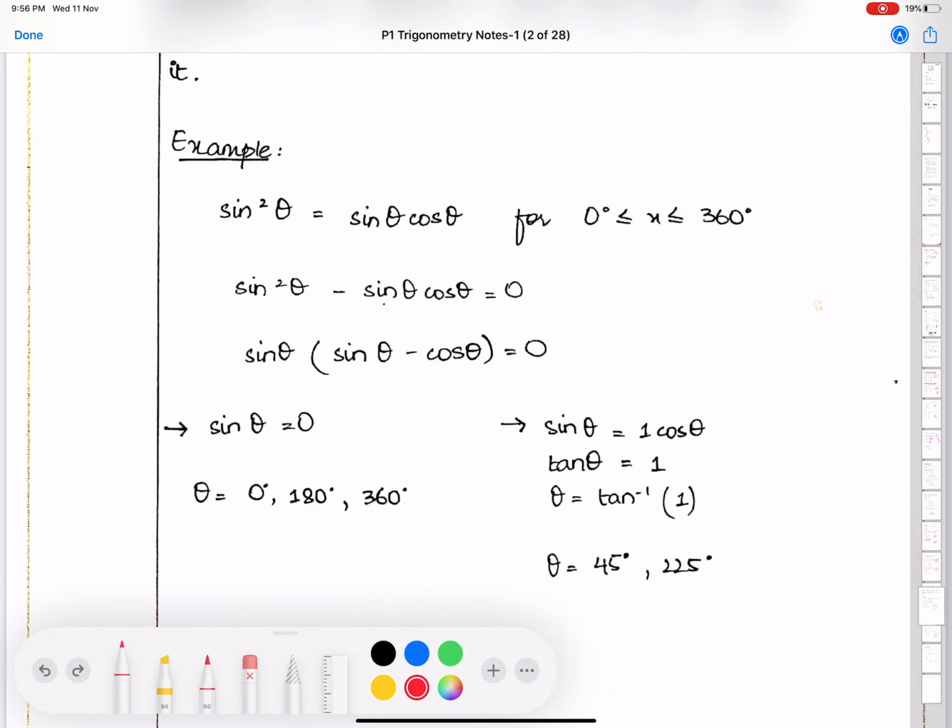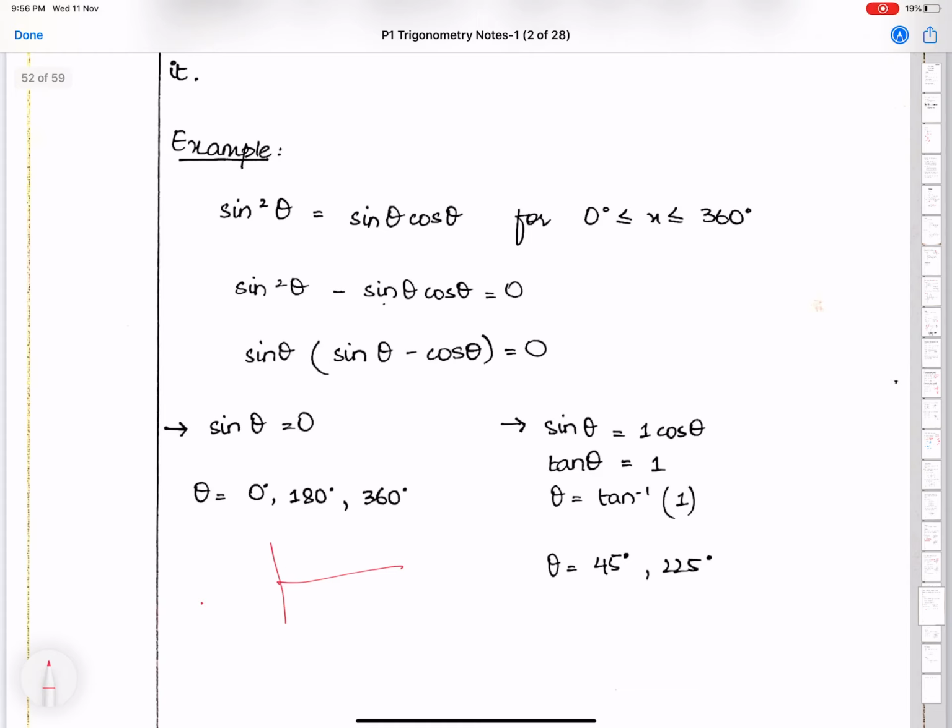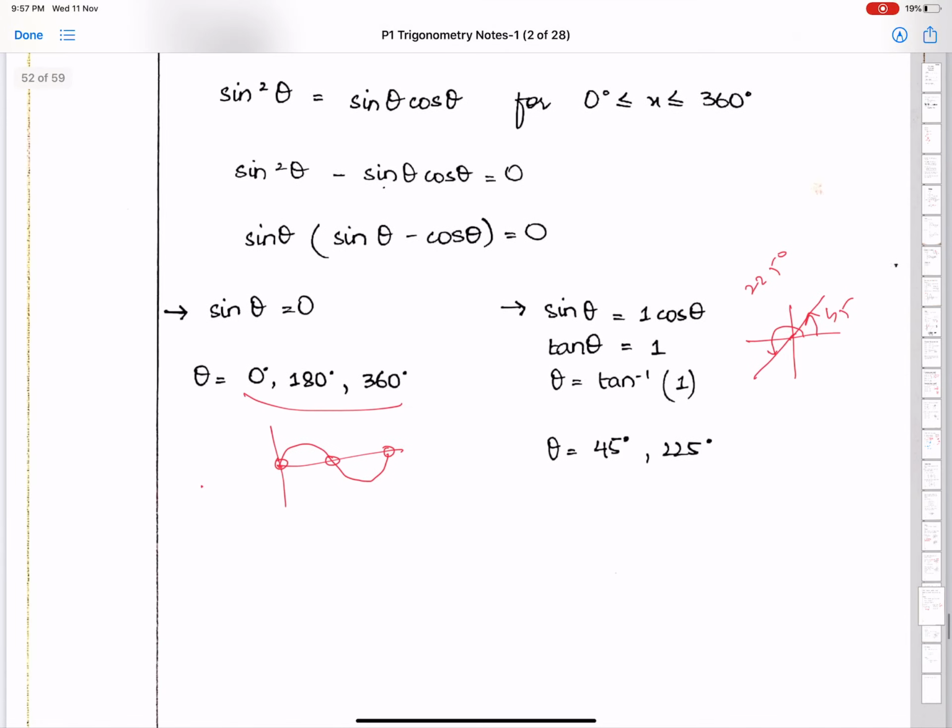Sine theta 0, use a sketch. You know sine theta is 0 at 3 points: 0, 180 and 360. And this is our normal equation. Tan is positive, so it must be in the first quadrant and the third quadrant. This is 45 and this is 225. At the end you need to summarize your answers. Just write hence. These are the final answers: 0, 45, 180, 225 and 360.